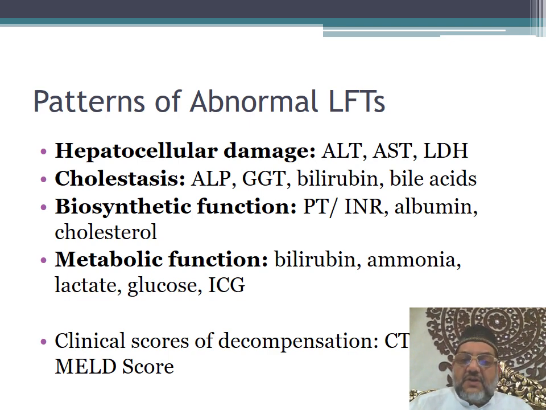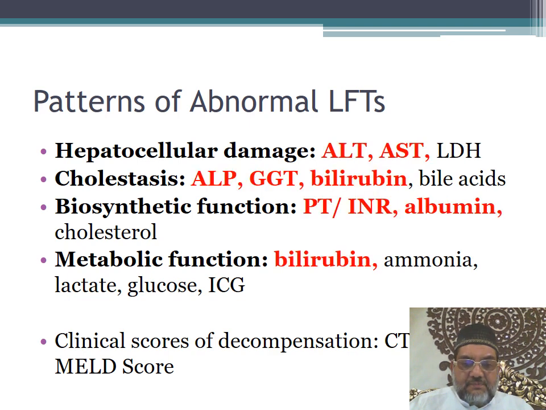When the synthetic function of the liver is damaged, the PT and INR, albumin, and cholesterol are the important parameters which help us in making a diagnosis. For the metabolic function, bilirubin, ammonia, lactate, and glucose help us in making a diagnosis. Clinical scoring of decompensation, that is the Child-Pugh score and MELD score, help us in making our clinical or therapeutic interventions according to the disease and the stage of the patient.